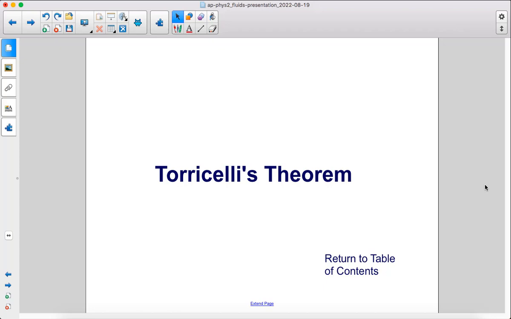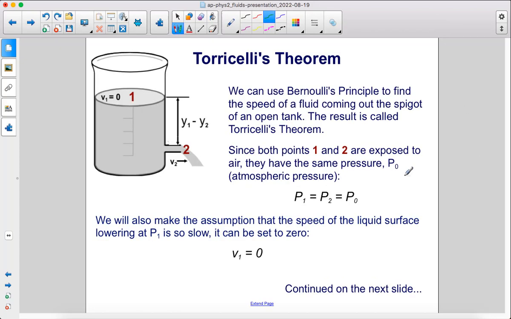Torricelli's theorem. We can use Bernoulli's principle to find the speed of a fluid coming out of the spigot of an open tank. The result is called Torricelli's theorem.